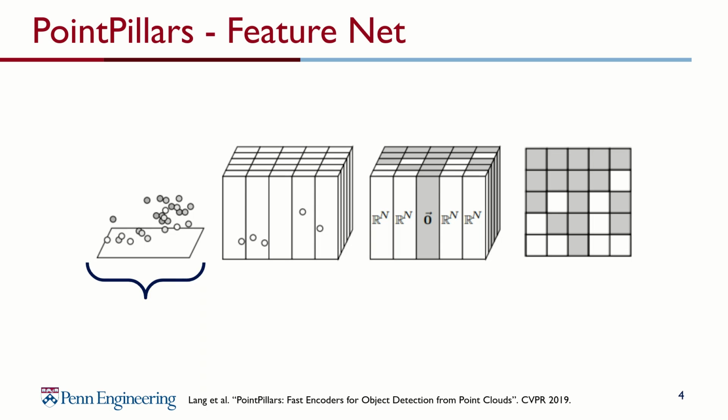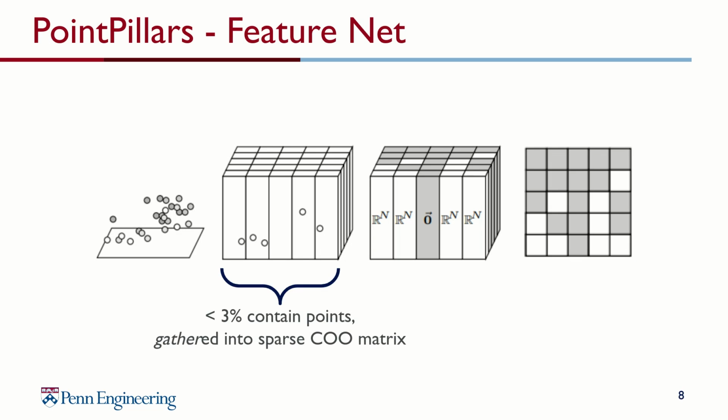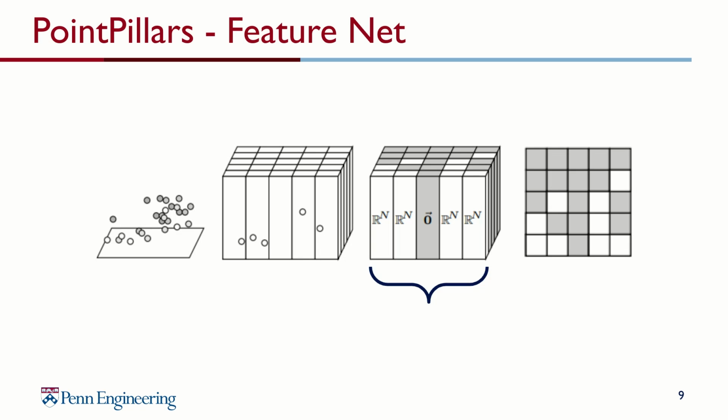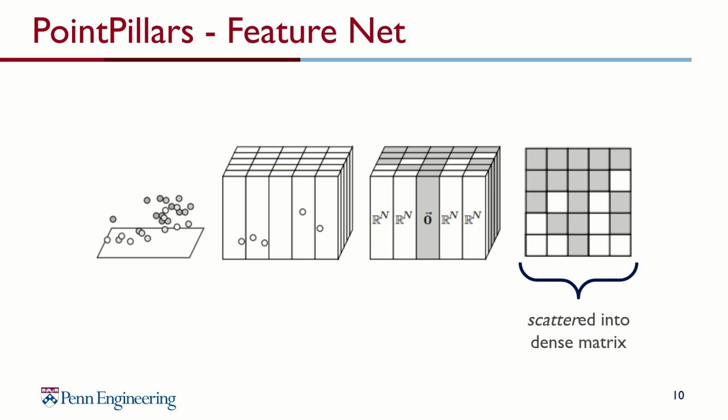PointPillars operates by taking in a point cloud, pillarizing the scene into a regular grid, and vectorizing the non-empty pillars, producing a pseudo-image. Importantly, these point clouds are highly sparse, so almost all pillars contain no points. PointPillars leverages this sparsity by gathering the non-empty pillars in a sparse coordinate matrix, a matrix that stores the position and value of non-zero entries, and vectorizes the non-zero pillars. But it then scatters these feature vectors back into a dense matrix representation of the pseudo-image using coordinate lookups.